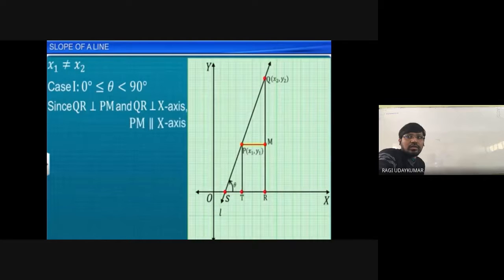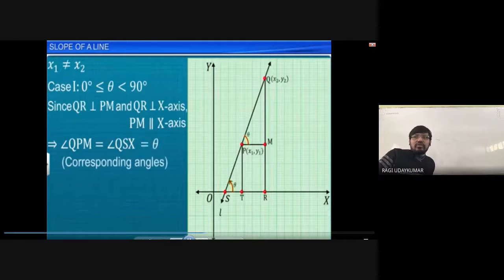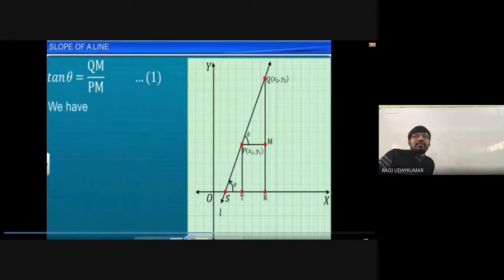Then PM is parallel to the x-axis. In this situation, consider triangle QPM. Angle QPM and the angle QSX are both equal, so here also we get tan theta. In this right angle triangle, tan theta is QM by PM, that is, opposite by adjacent.